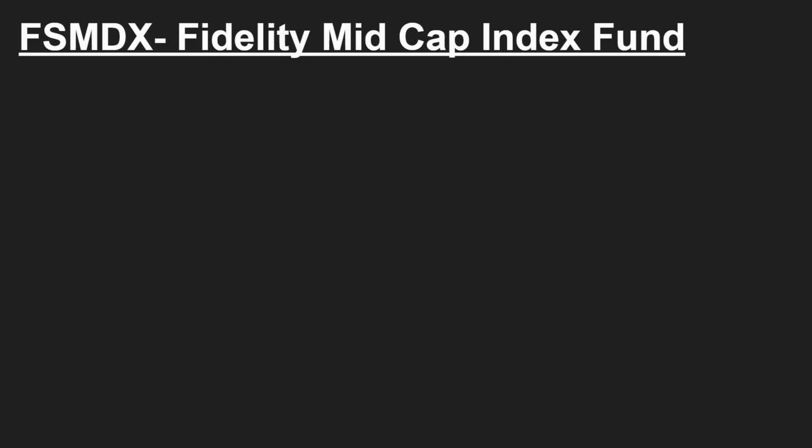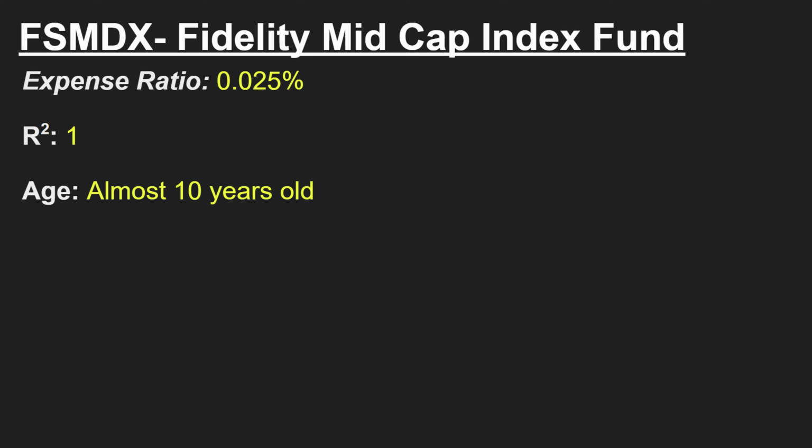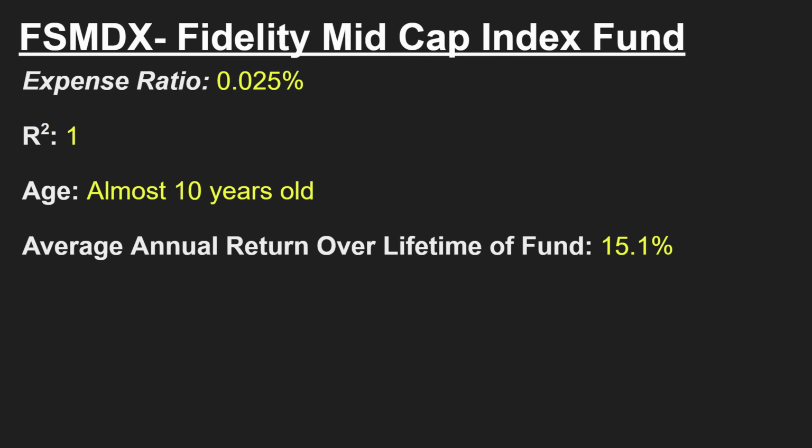Next, we have our pick for our mid-cap fund, and we're going to go with FSMDX. Now, like FSSNX, our FSMDX has an expense ratio of 0.25% and an R-squared value of 1. It's also almost 10 years old, but its annual average return is a little bit higher at 15.1% over the lifetime of the fund. There's no minimum to invest.